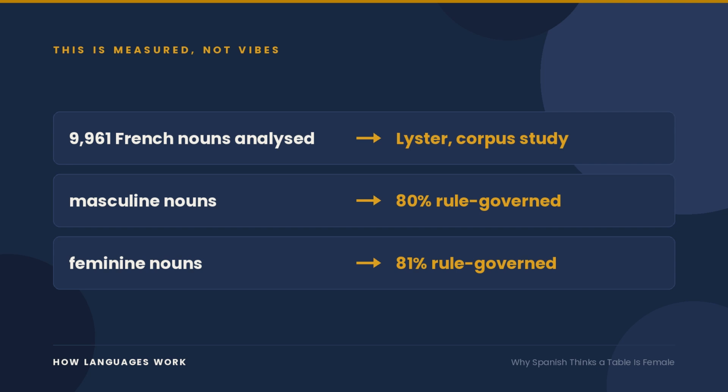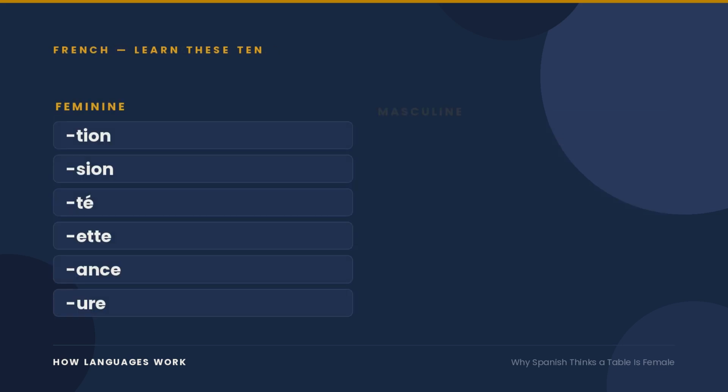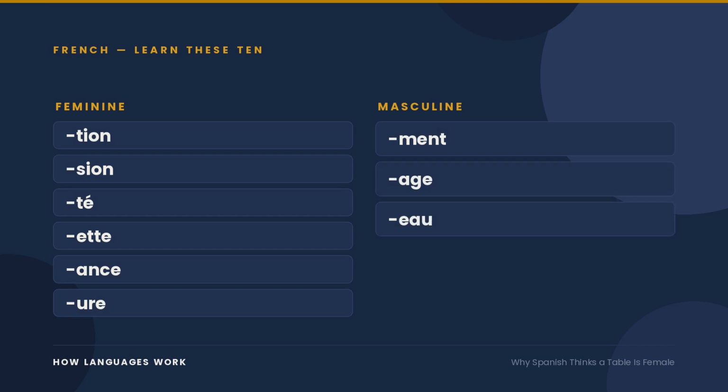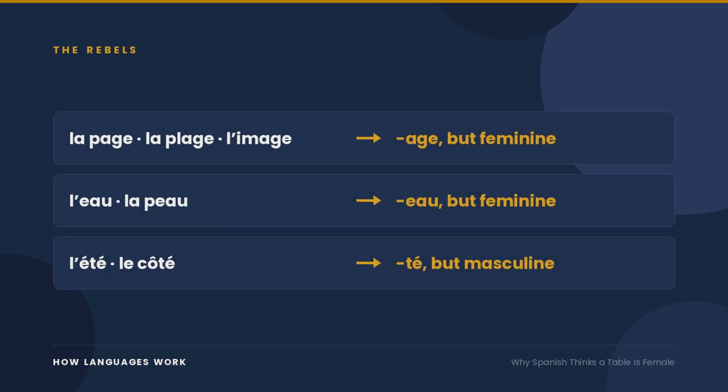So here are the endings. Feminine: tion, sion, té, et, ans, ur. Masculine: ment, age, o, isme, war. Learn 10 endings, and most of the dictionary sorts itself out for you. Watch the rebels, though. La page, la plage, and l'image break the age rule. L'eau and la peau break the o rule. And l'été and le côté break the té rule.